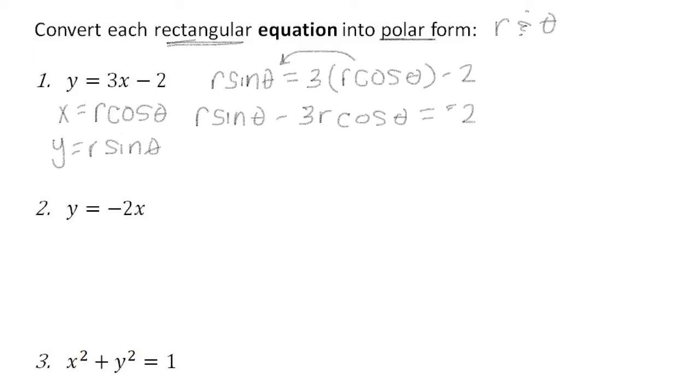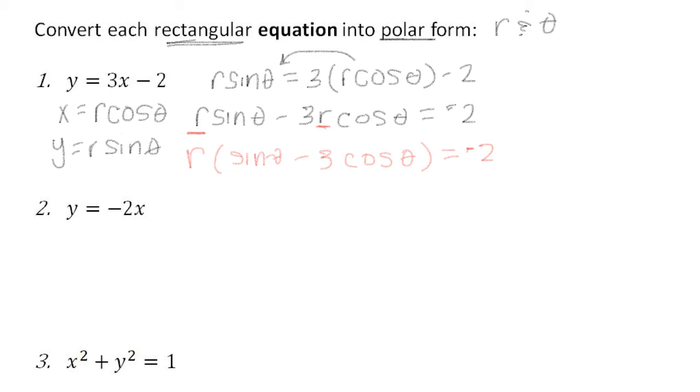And then if we notice there's an r in each term, we have an r here and an r here. So let's factor out that GCF, and we would have r times sine theta minus 3 cosine theta, and that's equal to -2. And now I think we're just about finished.